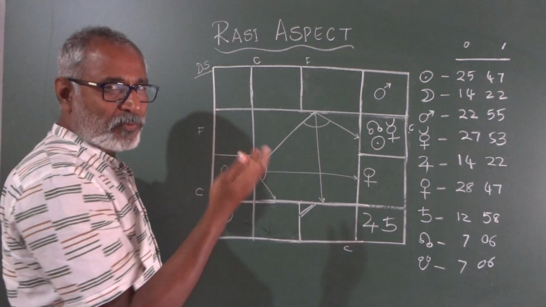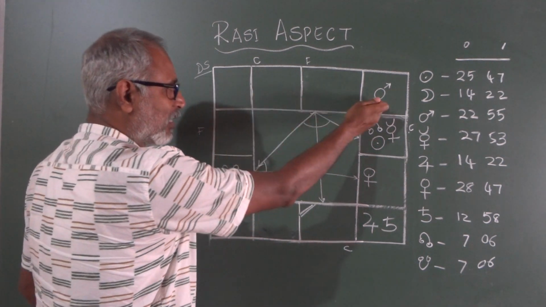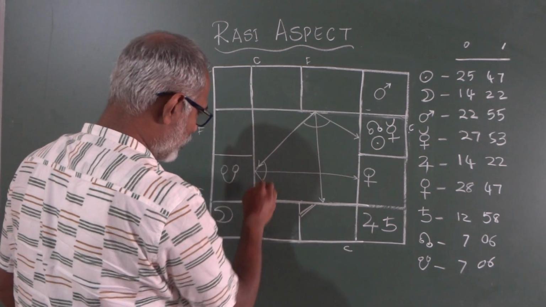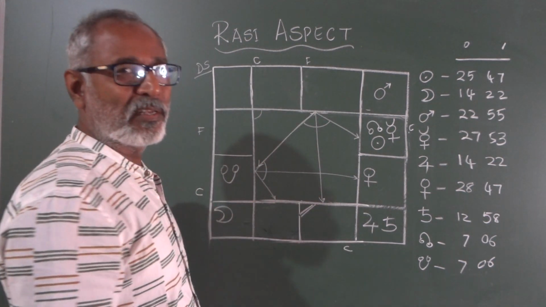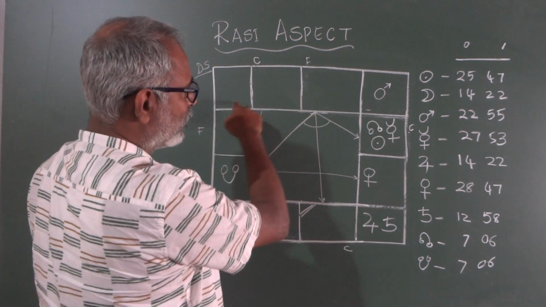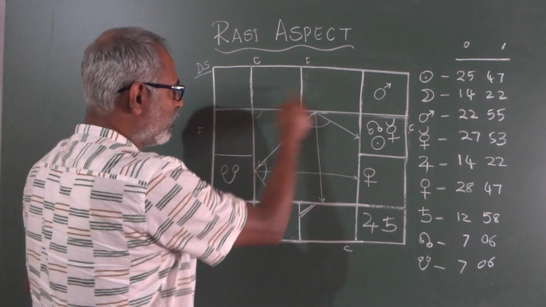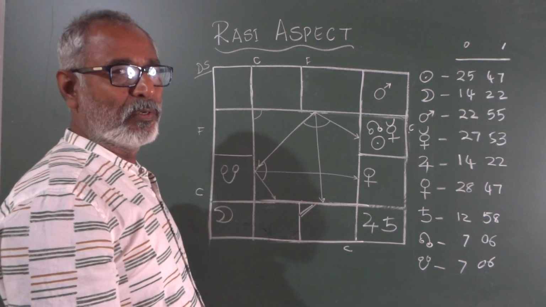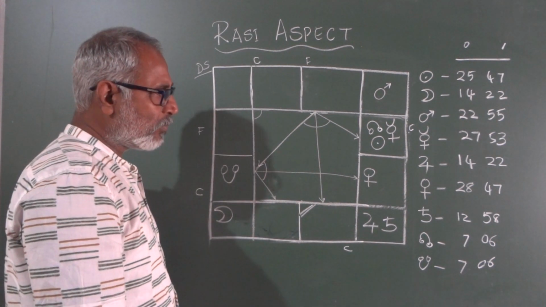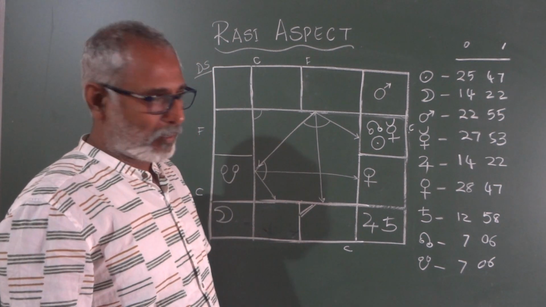The formula is very simple here: each dual sign will aspect the other three dual signs. It will aspect this, this and this. Once again, the 90-degree formula works. It goes here, here and here. That is 90, 180, 270. So that is how this works. Now let us see how it works for one or two planets in the chart.